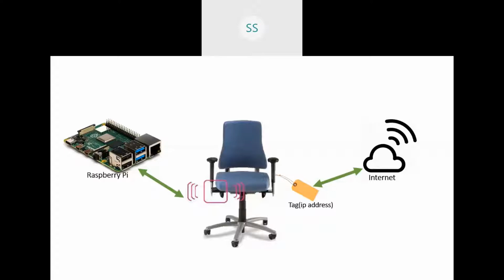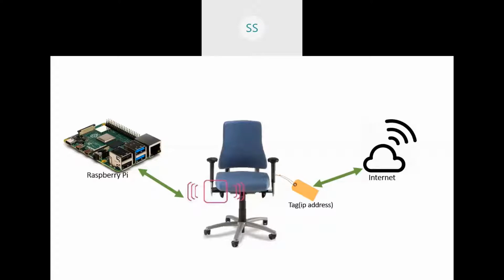IP address will be put into that device only. Here I am going to embed a Raspberry Pi with that chair. Now what is Raspberry Pi? Raspberry Pi is a microcontroller, a small microcomputer. It has everything that your desktop computer has. I will discuss the Raspberry Pi later on.